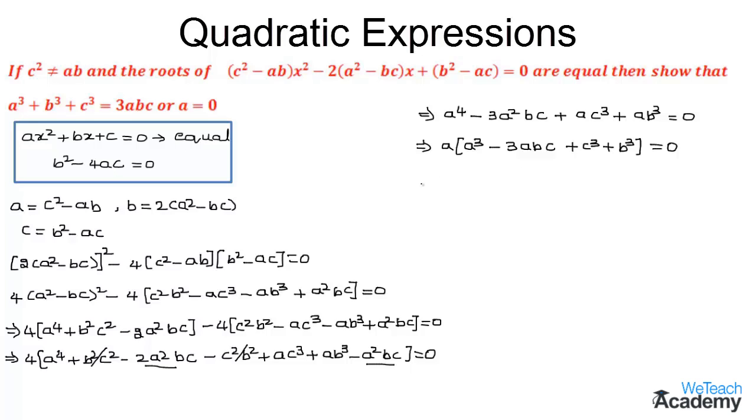From this equation we can say that a is equal to 0, or the value of the equation a cube plus b cube plus c cube minus 3abc is equal to 0. Now let us transfer minus 3abc to the other side, then we get a cube plus b cube plus c cube is equal to 3abc. Hence we prove the required condition.